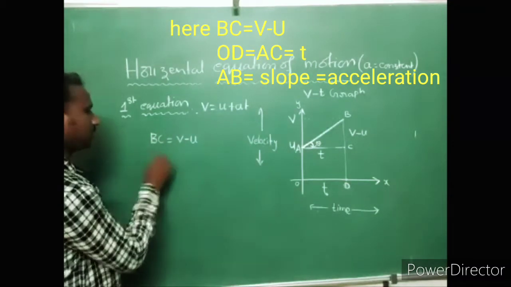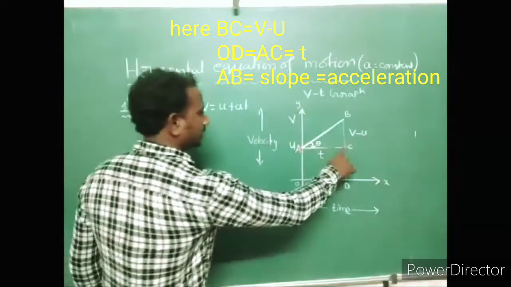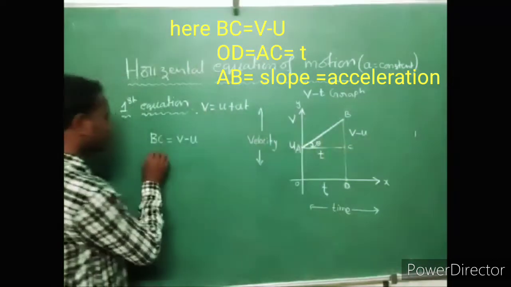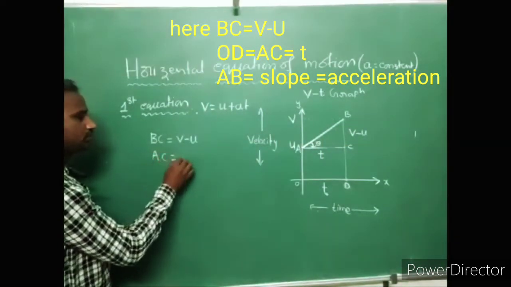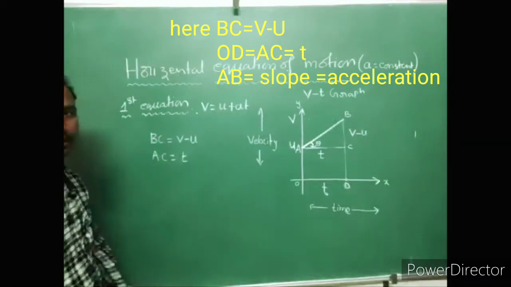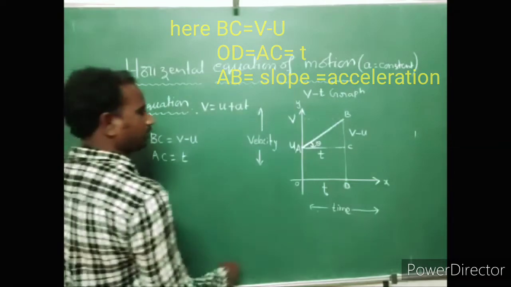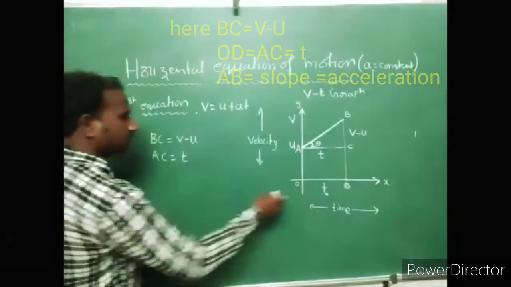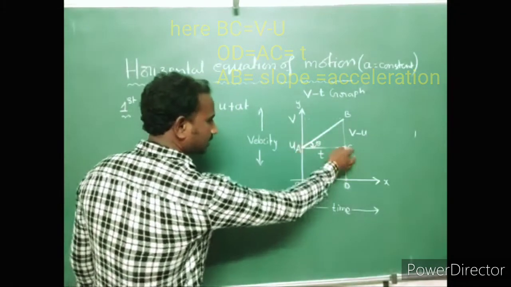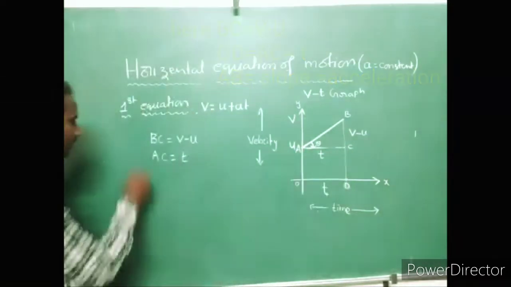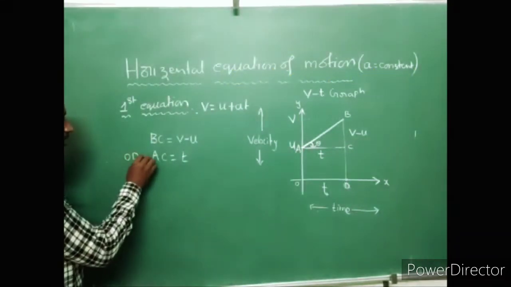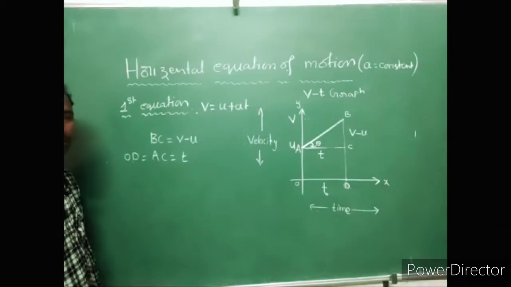Another one, AC represents the adjacent side of this right angle triangle. AC equal to how much? Small t. Next, the adjacent side AC is equal to OD. So OD equal to AC, that is equal to T.